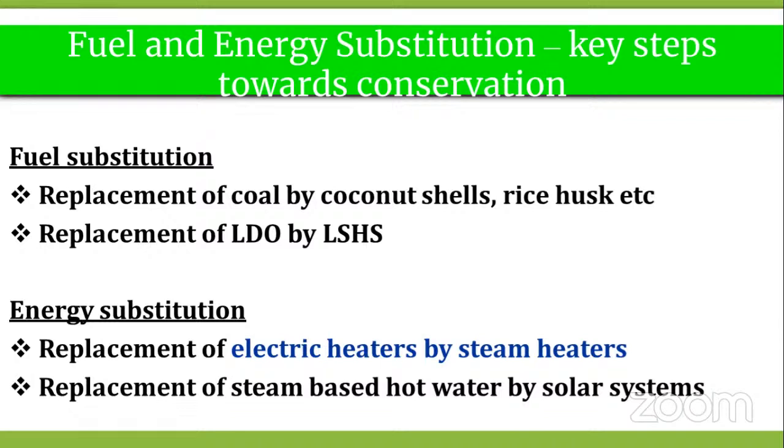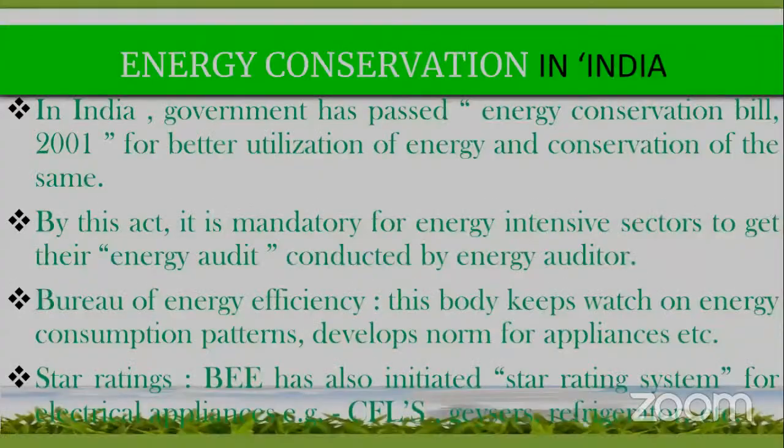So energy substitution: replacement of steam heaters by electric heaters. Wherever there is a need, steam heaters can be replaced by electric heaters. Nowadays, in the cotton industry or the clothing industry, where production is there, it has all been replaced with electric heaters only, not steam heaters. Replacement of steam based hot water by solar systems. Ooty and Kodaikanal alone had these solar systems, but nowadays all the hotels have replaced it, and now it is a changeover. It is the energy substitution that has been done. So these are some examples.